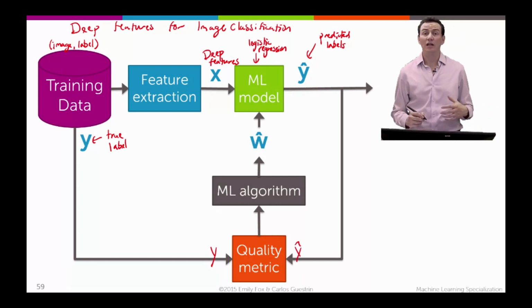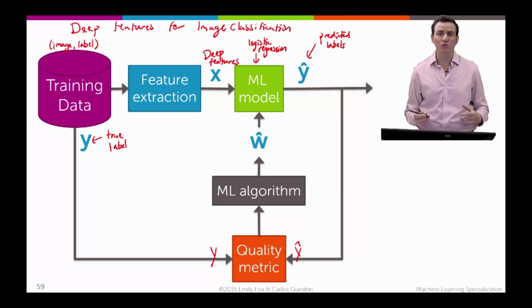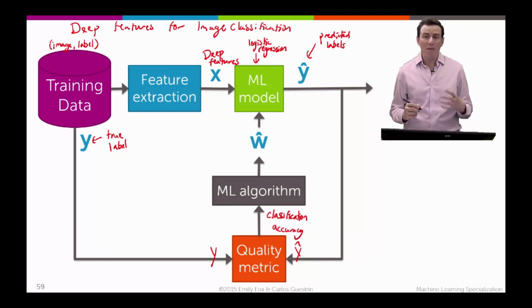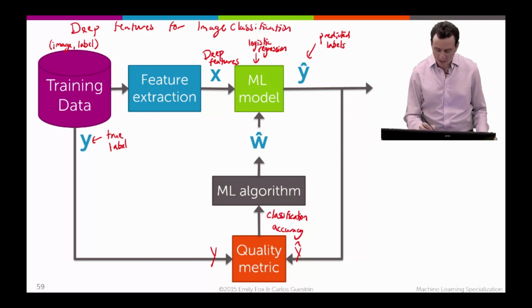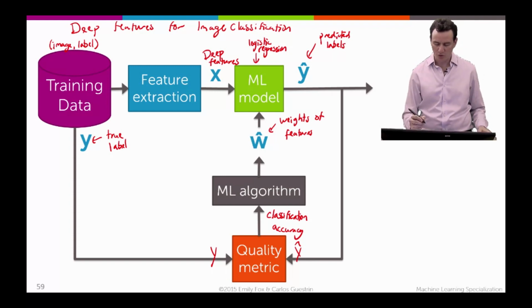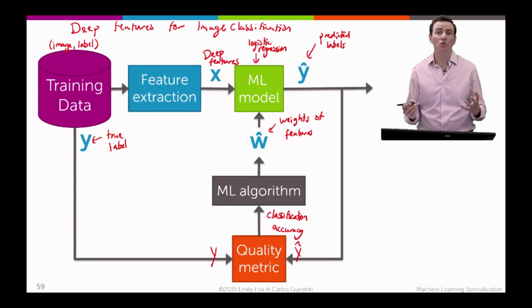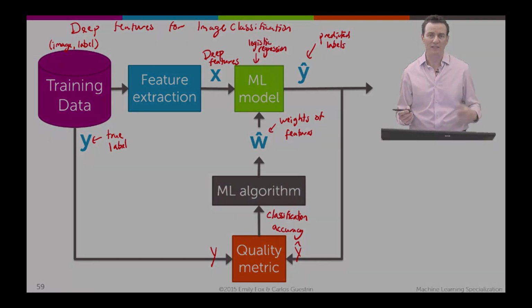And the measure of quality depends on your task. For this task, we use classification accuracy. And so the parameters w hat are really the parameters of the weights of the logistic regressor. So these are our weights on features. And what the machine learning algorithm is going to do is take the classification accuracy, try to make it a little better by changing those weights w hat and updating them.